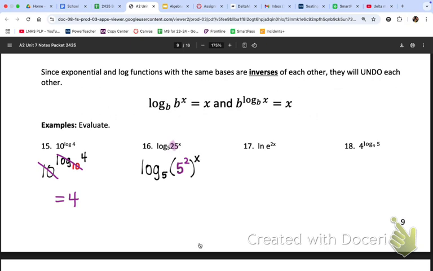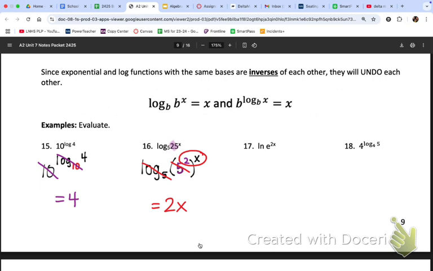So I'm highlighting what I'm switching over. So I'm just swapping out. I'm saying, yeah, 25 is 5 squared. And then you can cancel out log base 5, exponential base 5, and you're left with this, which is 2x. That's your answer. I'm not solving anything further than that.